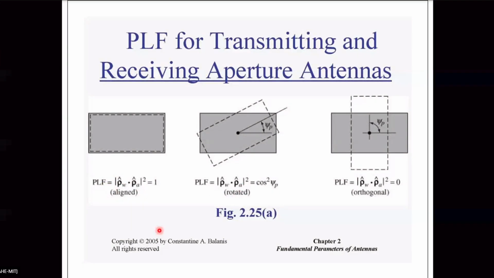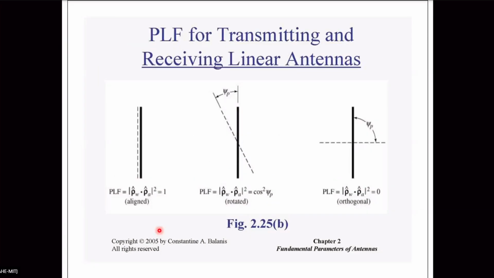Can I go to the next slide? So this is for linear wire antennas. The PLF is cos square psi p, which is equal to 0 when they are 90 degrees apart, orthogonal. Can I go to the next slide? Yes, sir.